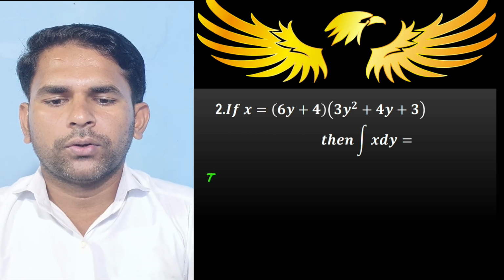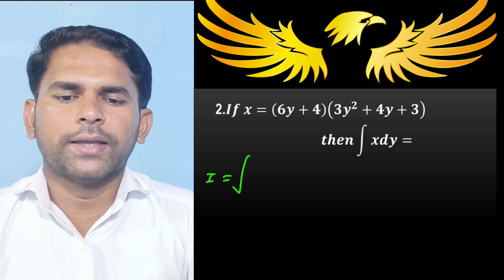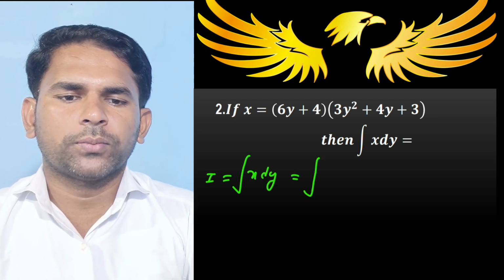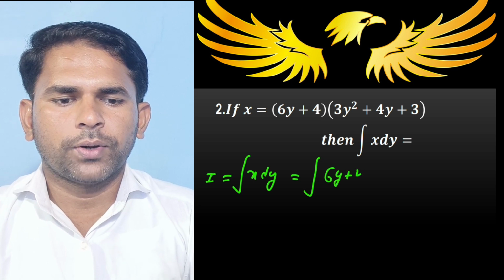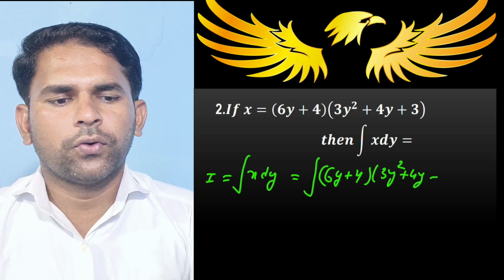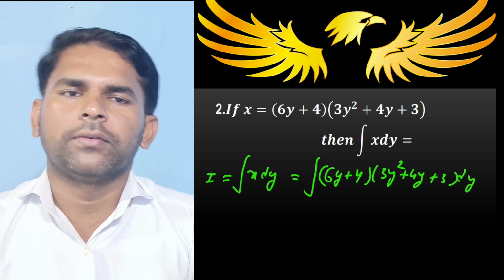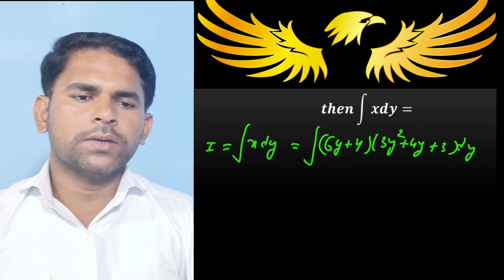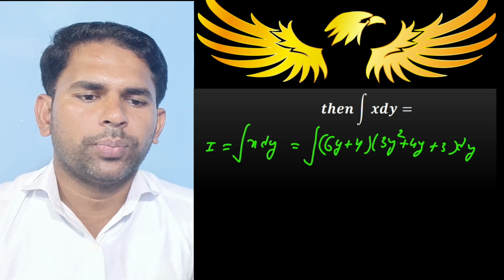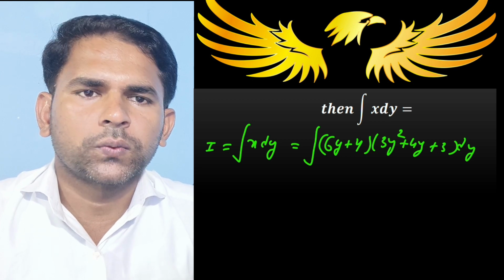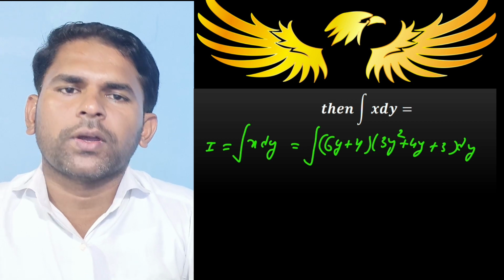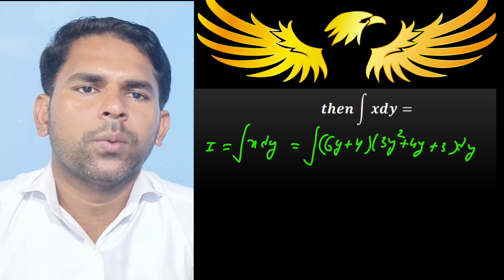So now we are going to write the integration. I is equal to integral of x dy. Now we can place the value of x from this equation: 6y plus 4, into 3y square plus 4y plus 3, dy. We can place it like this. Now you can see one thing here: 3y square plus 4y plus 3, if we differentiate this value, we'll get 6y plus 4, and here will be 0. It means the same value, 6y plus 4, we get after differentiating.